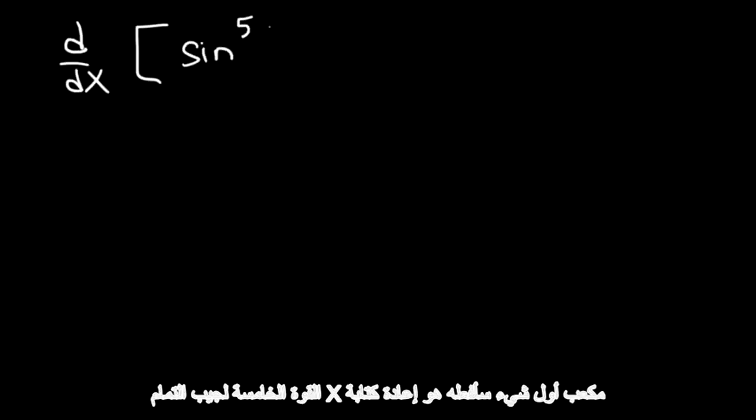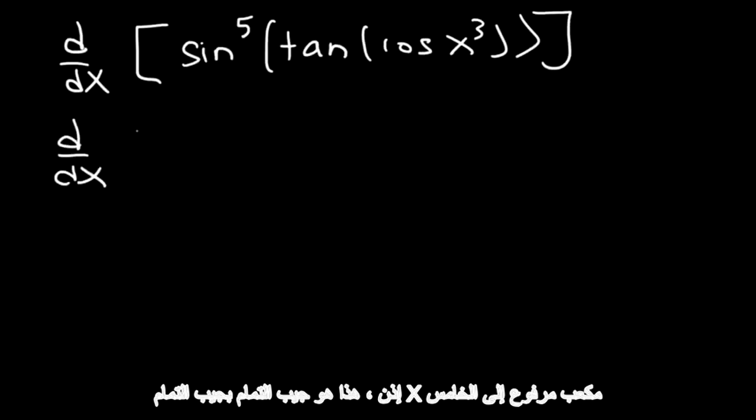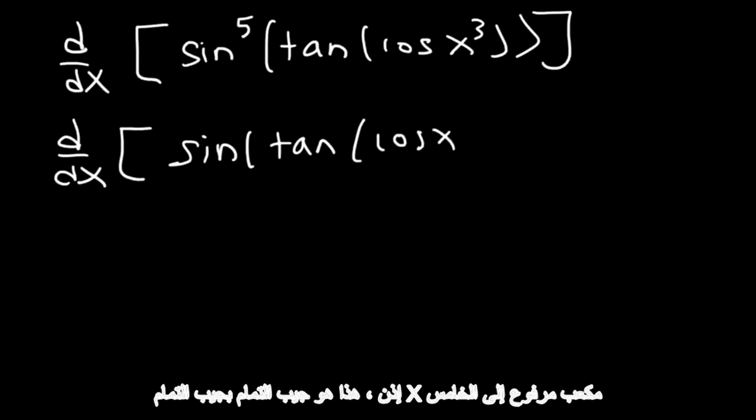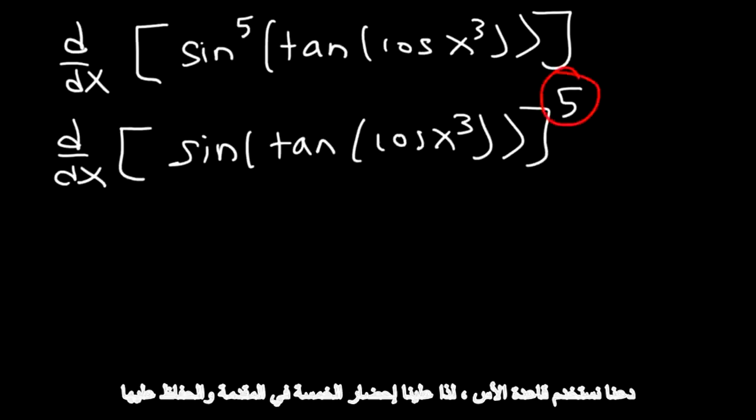How about this example? Find the derivative of sine raised to the 5th power, tangent, cosine, x cubed. The first thing I would do is rewrite the expression. So this is sine, tangent, cosine, x cubed, all raised to the 5th power. So first, let's deal with the exponents. Let's use the power rule.